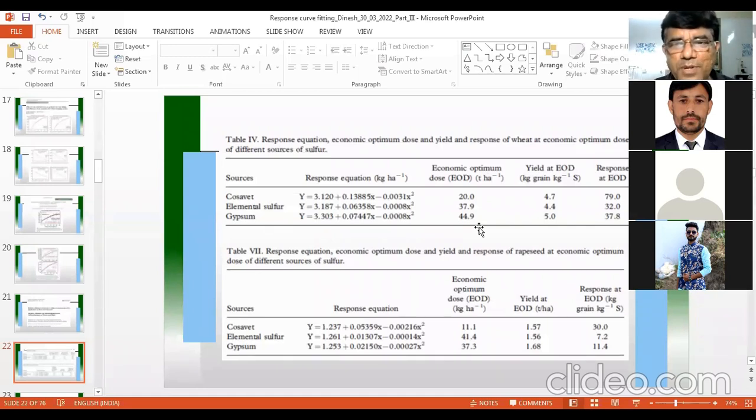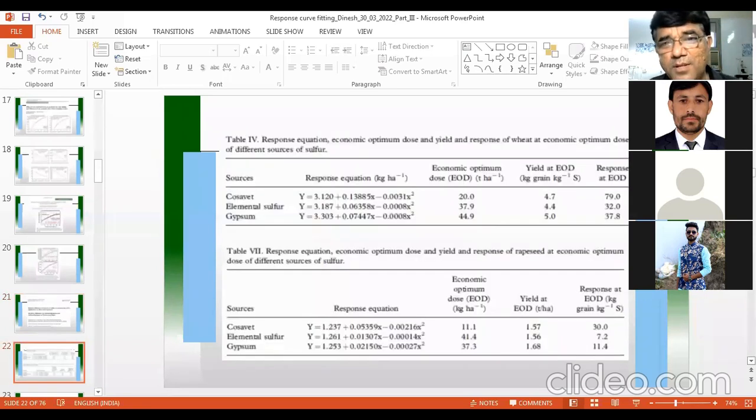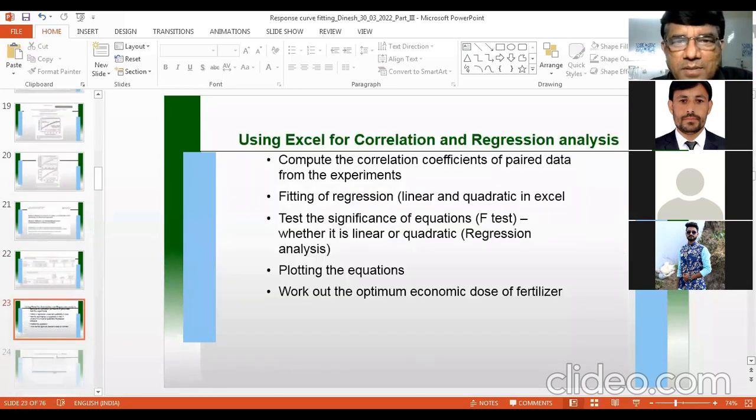So it is also giving you responses. And this is not a joke. It is published in a good journal. You can see it. So it is a very simple thing, simple aspects. And if we use this knowledge, our paper or work will be appreciated.